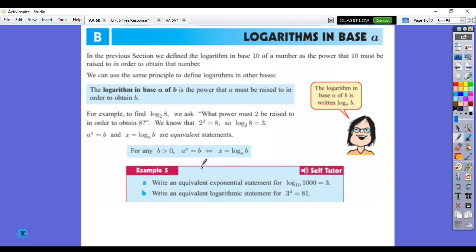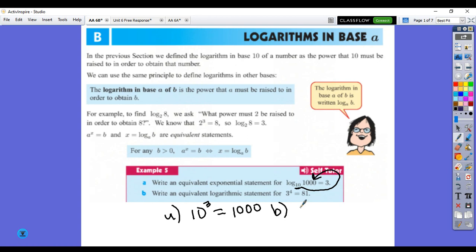All right, so we're just going to keep rewriting. This wants us to rewrite exponentially. So remember, the base of the log is the base exponentially. So you always start with the base. And then I always just say go around the circle. 10 raised to the third equals 1,000. And that's it. We're just rewriting.